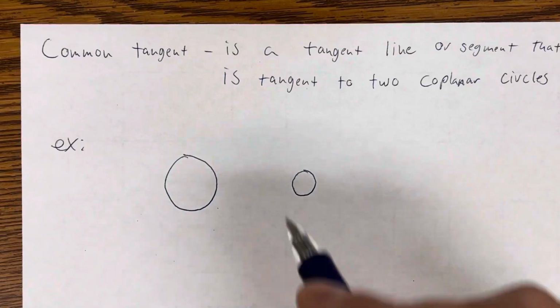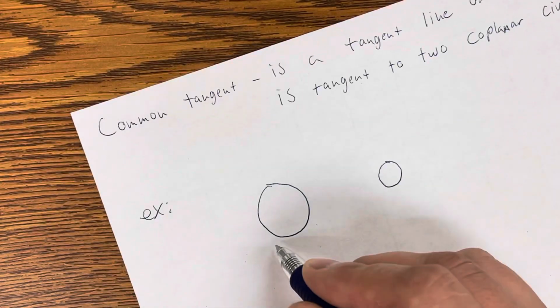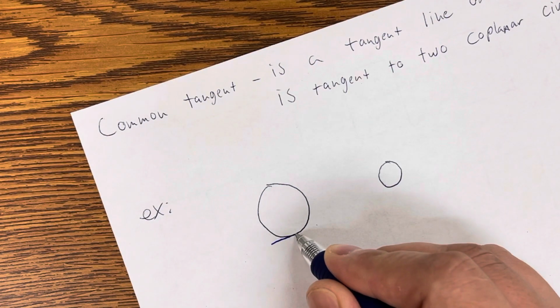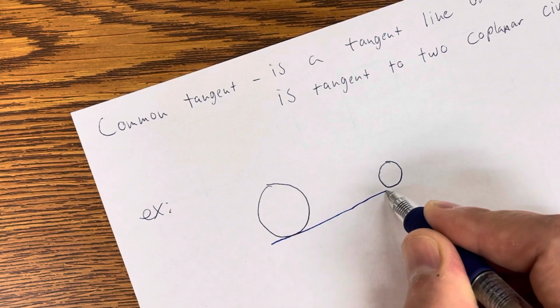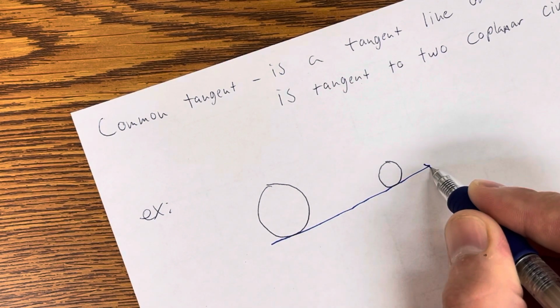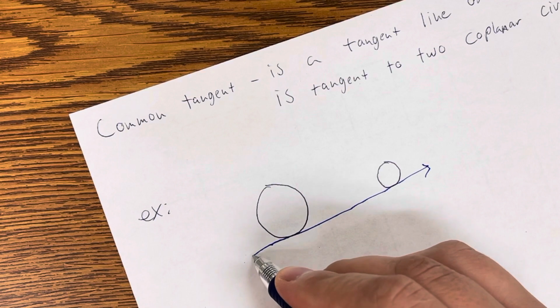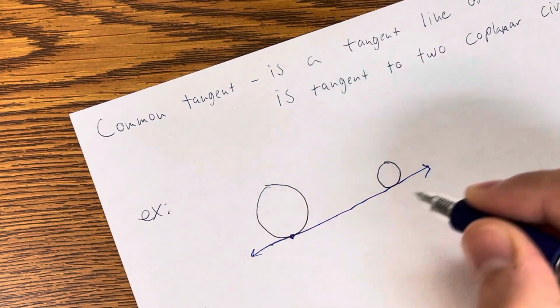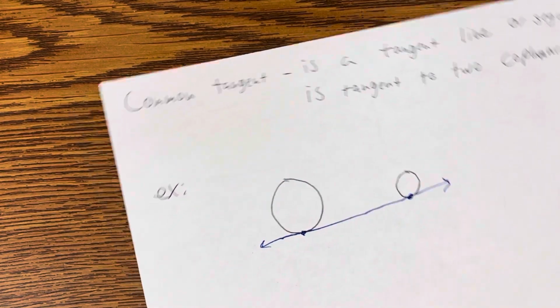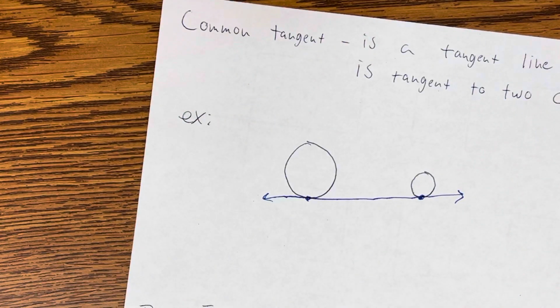So if I were to draw a line right here on the bottom part outside, which is an external tangent of the two circles, and it's tangent to both. Now my line's not perfectly straight. I did my best there. These 2 points are both points of tangency. Therefore, this line is a common tangent.